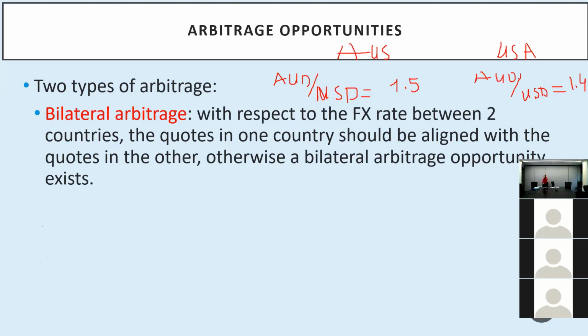So in this case, assuming there is no transaction cost, if I want to take advantage of this situation, I'll be buying the USD in the US, and I'll be selling it in Australia, right? So I buy at the market where it's a little bit cheaper, and I sell at the market where it's more expensive, right? So the spread here that I earn is 0.1. Okay.